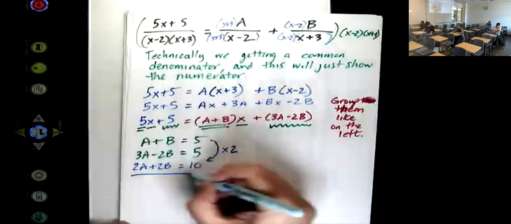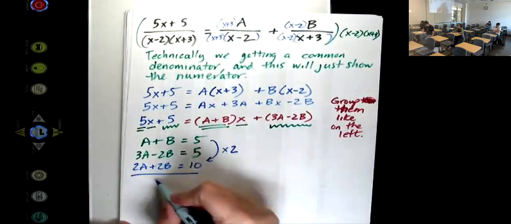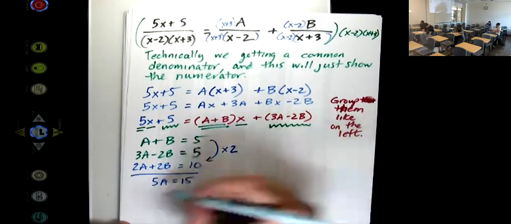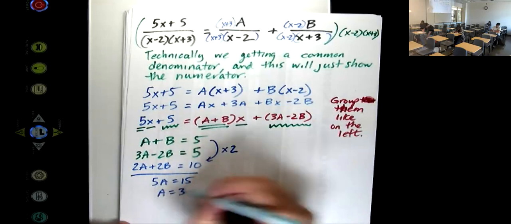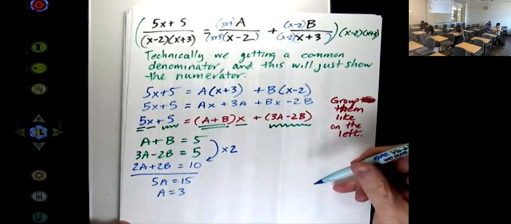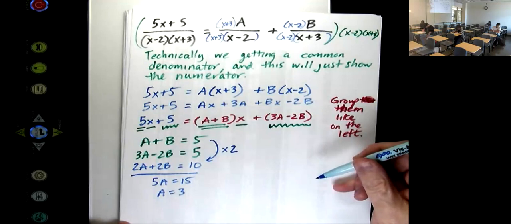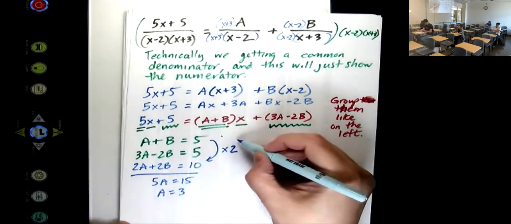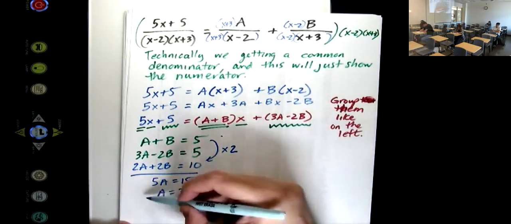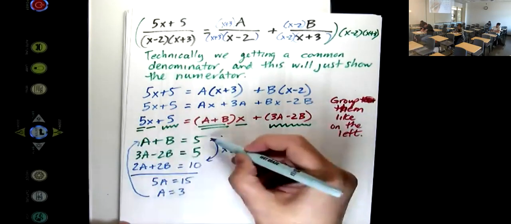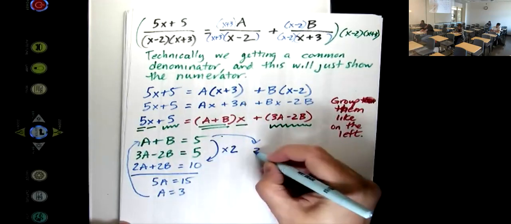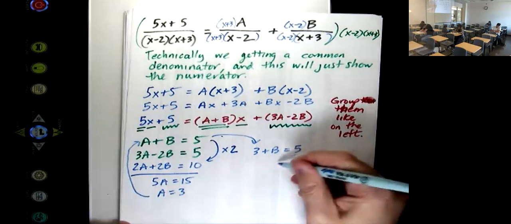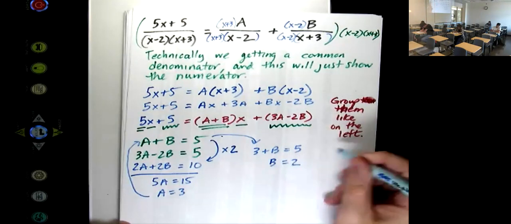And I add this together. And I get 5a equals 15, which means a equals 3. And I take a equals 3, and I'll put it in there. And we get 3 plus b equals 5. b equals 2.